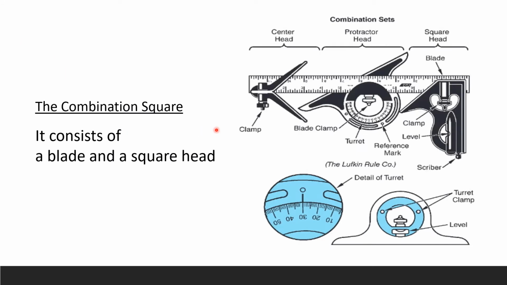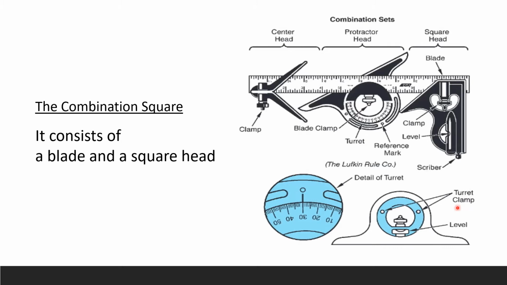So, a combination square set. You can see here we have a blade. This is your blade, with the rule and all the scale, and we use it with either a center head, protractor head, or square head. The center head has a clamp, and the protractor head has a blade clamp, your turret.